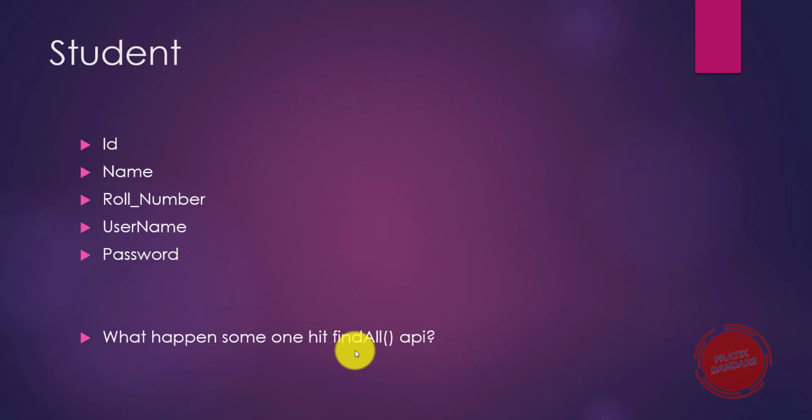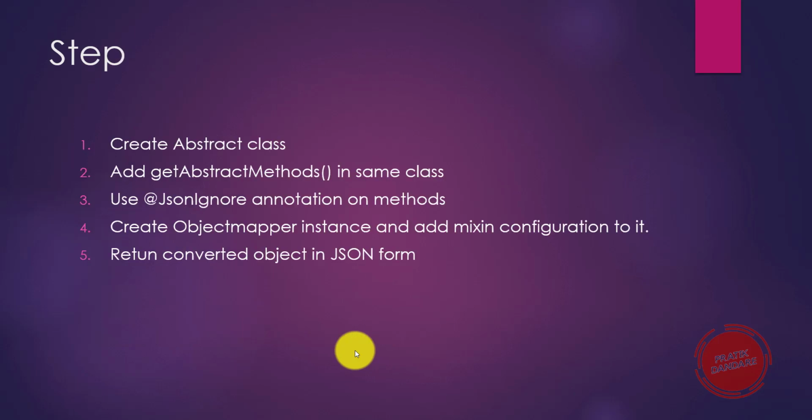It's basically an abstract class. So these are the steps. A mixin is nothing but one abstract class, and we write all the getters in this abstract class. After that we use the JSON ignore annotation here. And that's it. We need to apply that configuration to the object mapper and return the result in the form of JSON. So these are the basic steps.